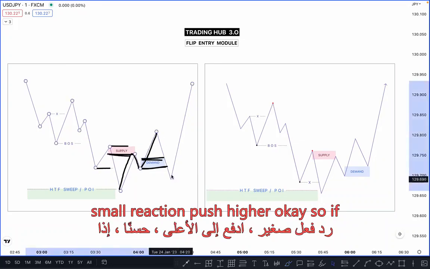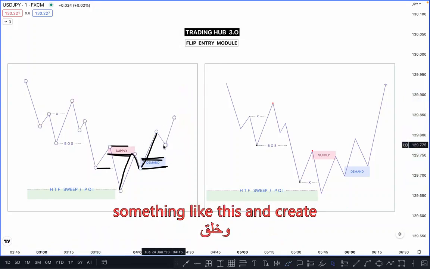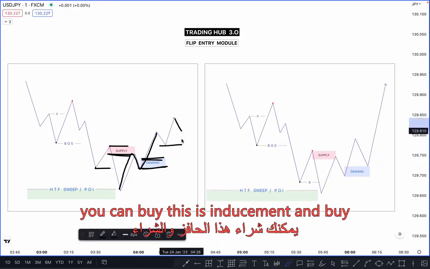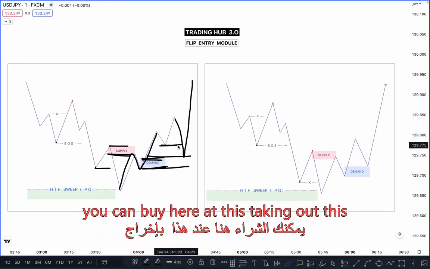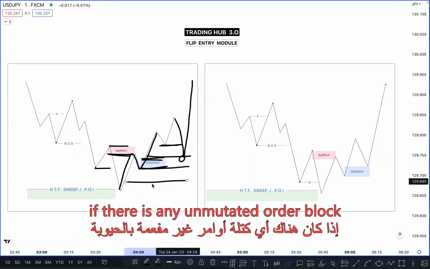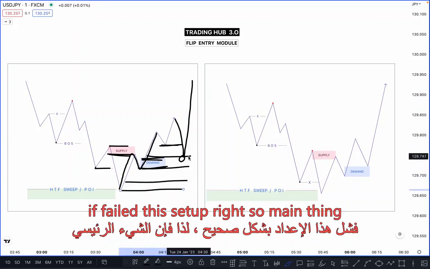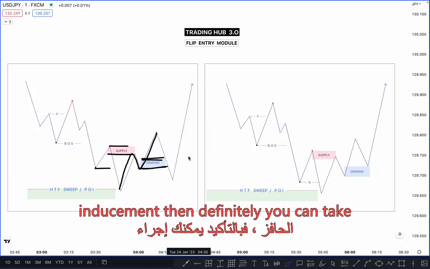If the market creates inducement at this point, something like this, and creates inducement at this point, then definitely you can buy. This is inducement, and you buy below it. In this case, you can buy here, taking out this inducement. If there is any unmitigated order block, you can also take a buy entry there if this setup fails. So the main thing is, if the market has taken out the inducement, then definitely you can take a buy entry.